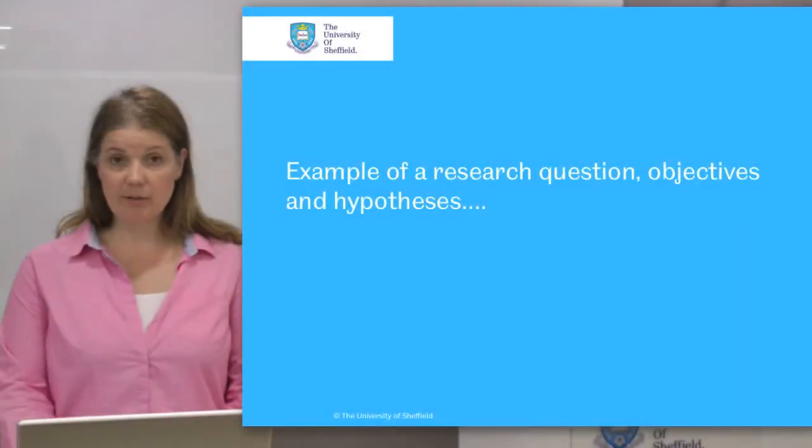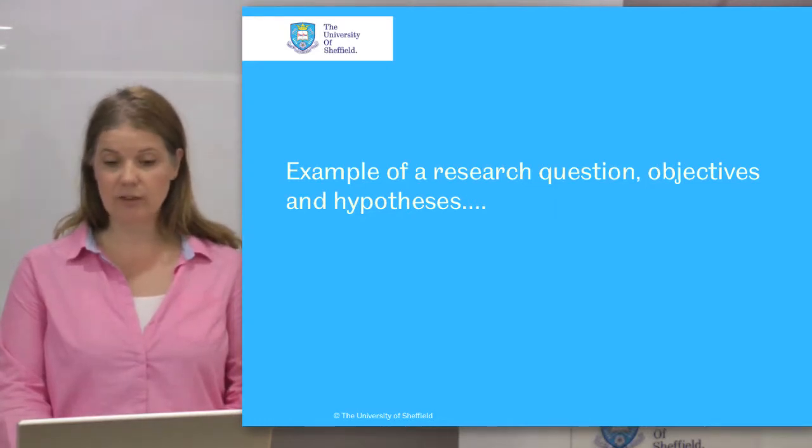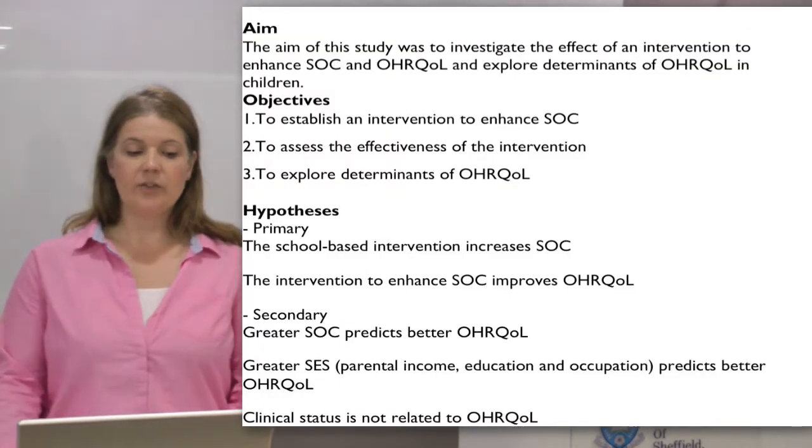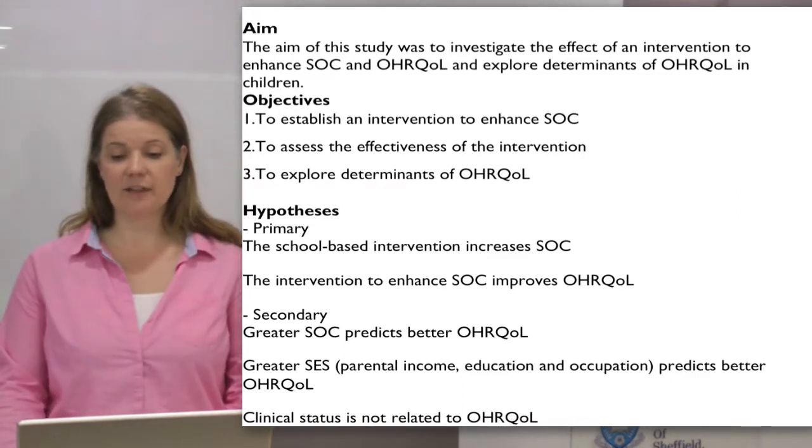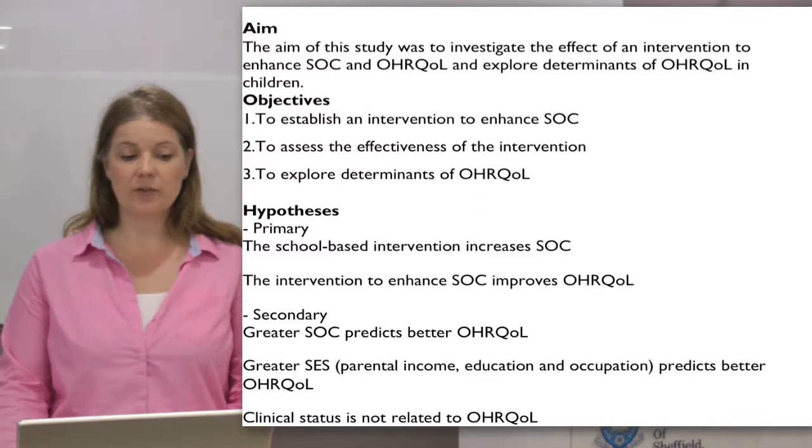So I'm just going to give you a couple of examples of both the research question, the objectives and the hypothesis, and then the plan associated with those. So the aim of this study was to investigate the effect of an intervention to enhance sense of coherence, that's SOC, and oral health quality of life, and explore determinants of oral health quality of life in children.